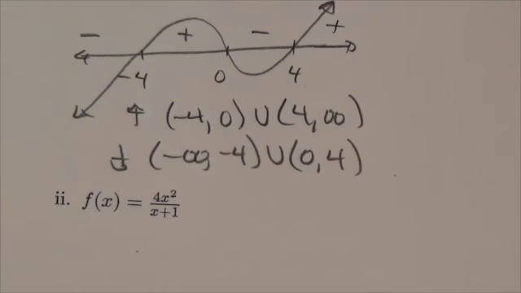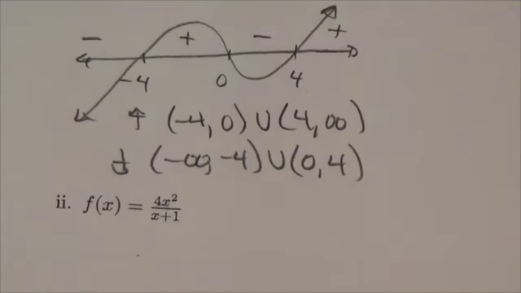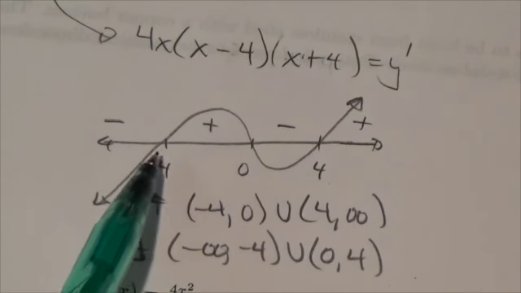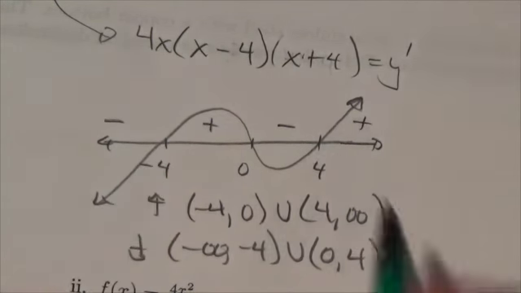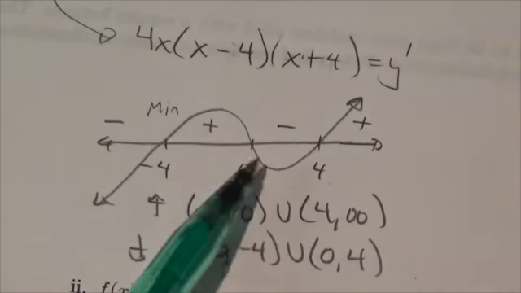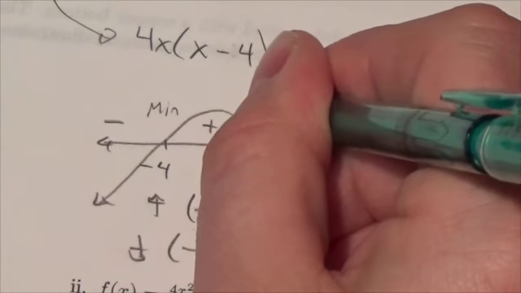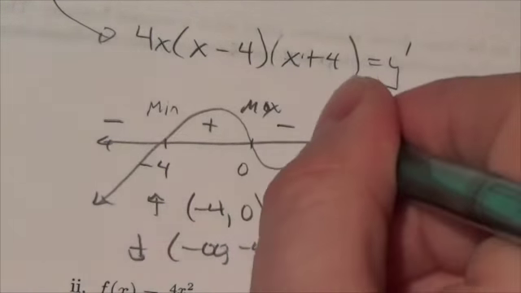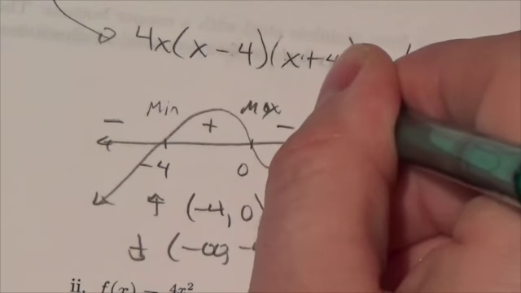Now the question asks to determine the coordinates of the maximum and minimum points. I can take a quick look here. I can see that our function is decreasing and then increasing through negative 4, so this is automatically a minimum. Then it increases and decreases, which makes this point here a maximum, and then decreases and increases, so this one is again a minimum.